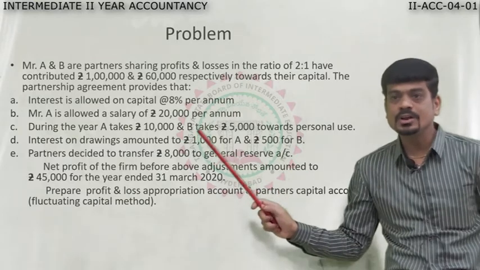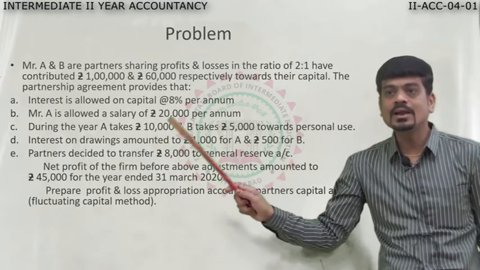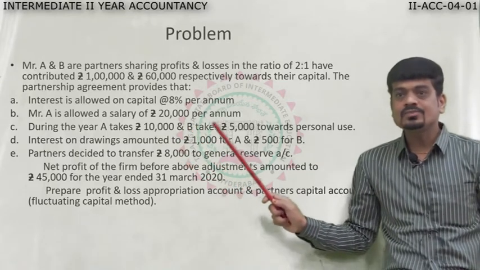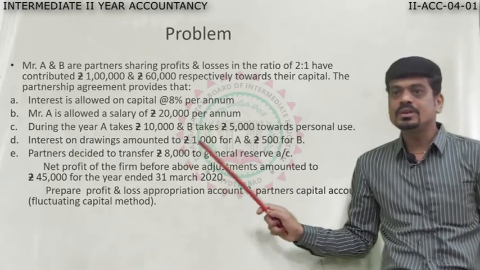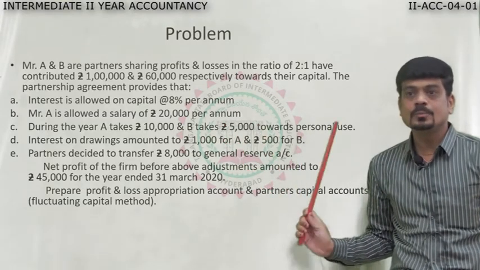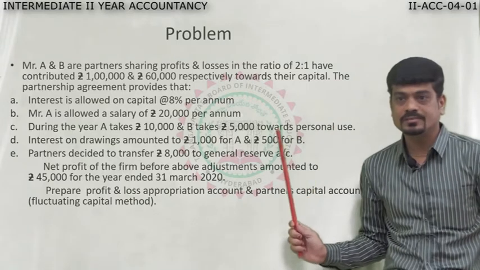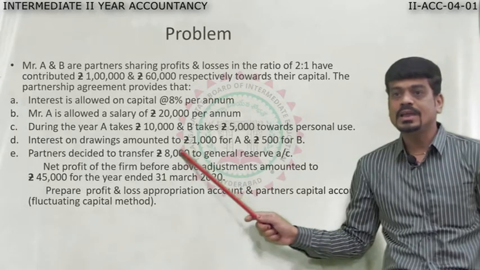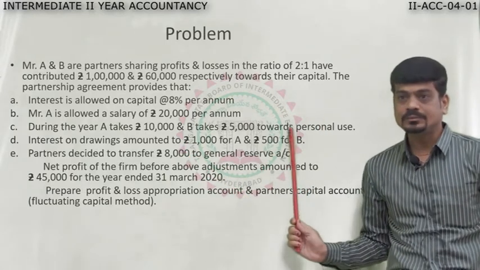Who is getting remuneration? Only the partner called A. Like that, during the year, A takes 10,000 and B takes 5,000 towards which use? Personal use. Personal use means drawings. Then interest on drawings is rupees 1,000 for A and 500 for B.